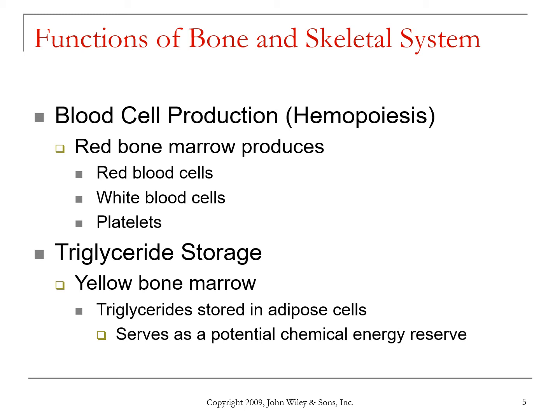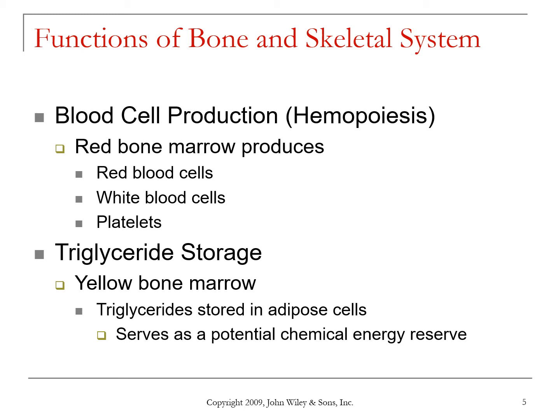Now, while red bone marrow produces blood cells, please note that all blood cells are produced by red bone marrow. So red blood cells, white blood cells, and cell fragments called platelets or thrombocytes are also produced in the red bone marrow. And our sixth function of bone and the skeletal system is triglyceride storage.